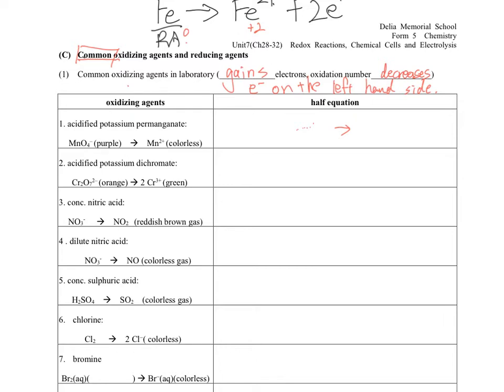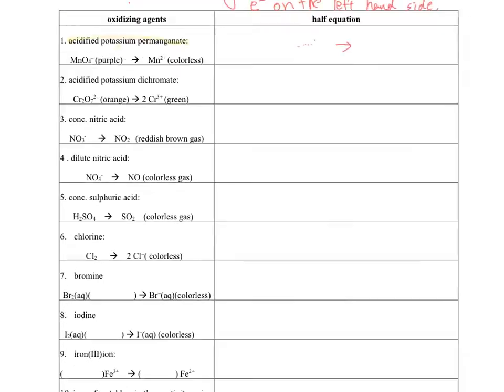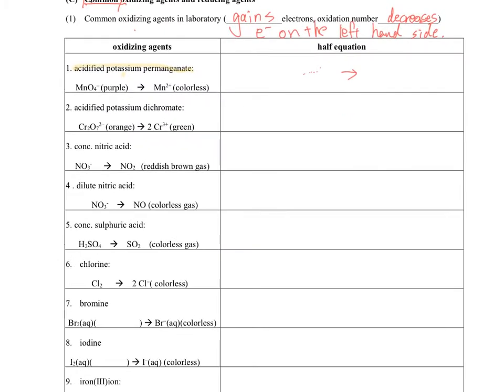So the first one, acidified potassium permanganate. It's purple in color and it's very oxidizing. So if you have accidentally poured this oxidizing agent on your hands, it will be like burned because your skin will be oxidized.